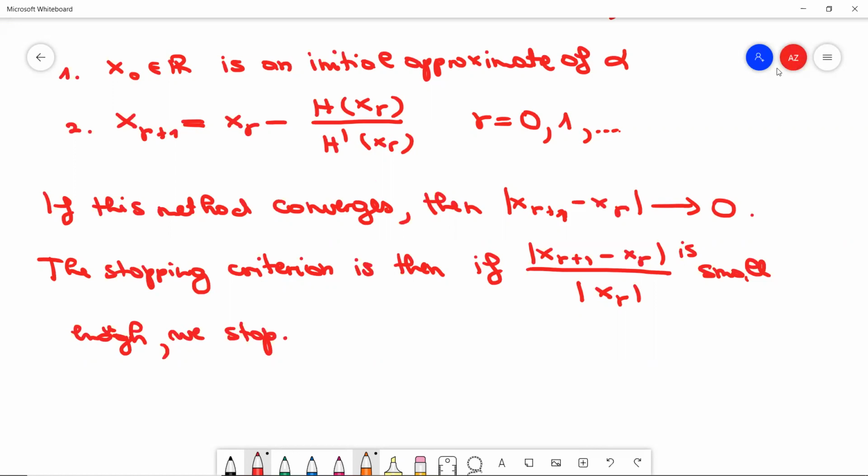Yes, so in the chat, Nate says that if h derivative is smaller than 1 at the actual zero, then there exists an interval around which this method really converges. Yeah, that is one of the criteria in which we know we will get convergence. So yeah, we will look at this theorem.